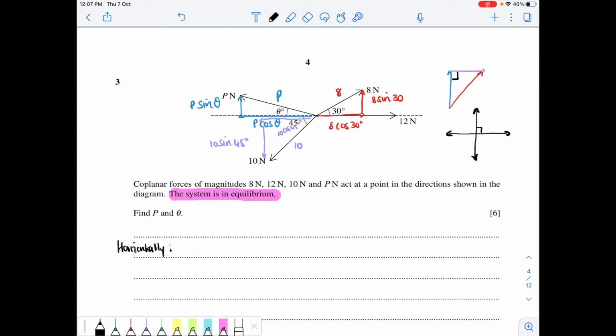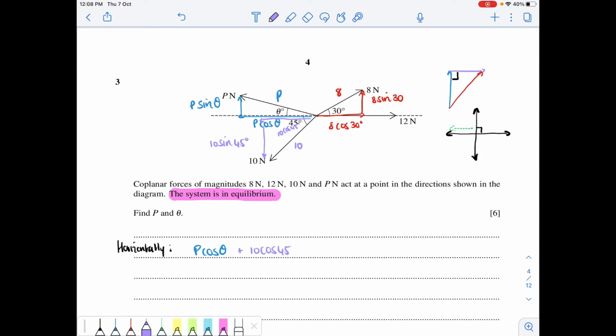We can equate the forces acting in opposite directions to each other, so we just need to be careful with which forces we're looking at. So we are looking at this point, let's first consider all the forces acting to the left. So the forces acting to the left are P cos theta, and we have 10 cos 45.